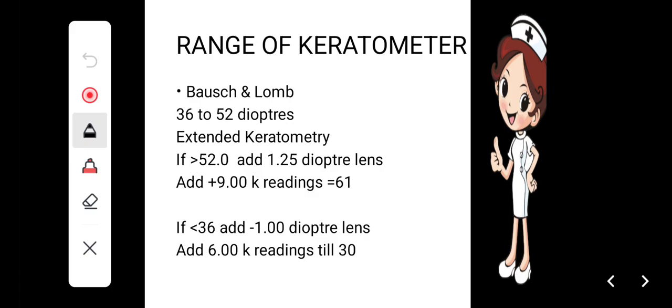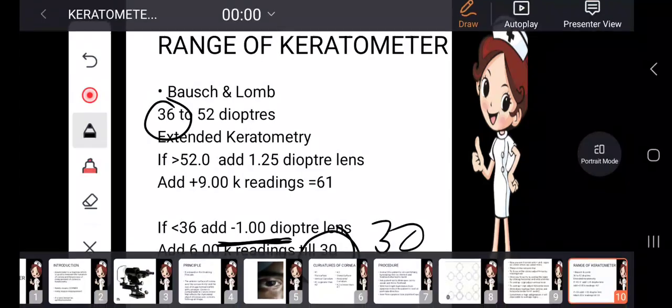So to extend the keratometry values, we will add a plus 1.25 diopter lens. We have to adjust the plus 1.25 diopter lens in the keratometer to extend its readings. By adding 1.25, the keratometry readings will go to 61, which means we can measure the corneal curvature from 36 diopters to 61 diopters. And if we have to extend the readings below 36, then we have to add a minus 1 lens. If we add the minus 1 lens, then we'll get the K1 readings from 30 diopters. Let's move to the next.